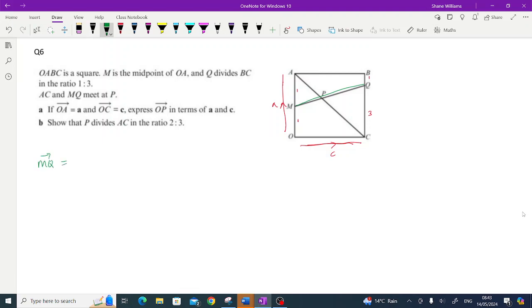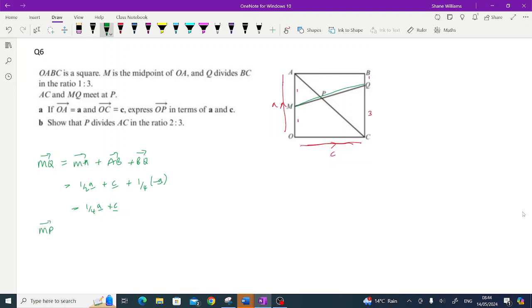So M to Q, I can get there by going M to A plus A to B plus B to Q. So M to A is half A plus C, plus B to Q is a quarter of B to C, which is minus A plus C. So I'm going to get a quarter of A plus C. So that's M to Q. So if that's M to Q, then P is somewhere along that, but we don't know where.